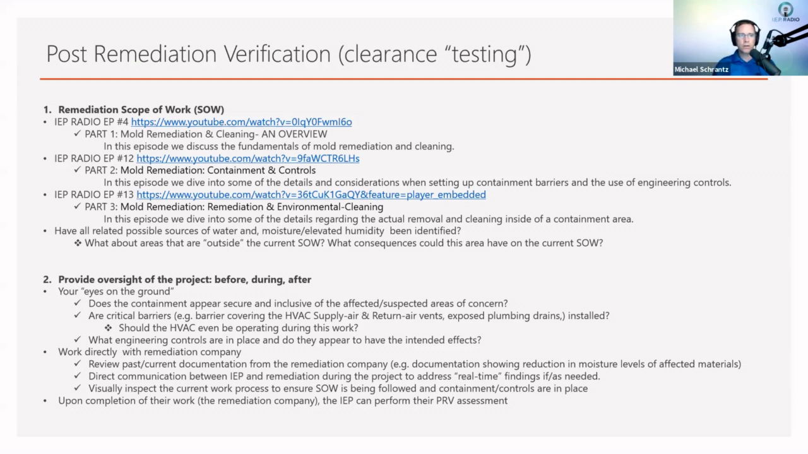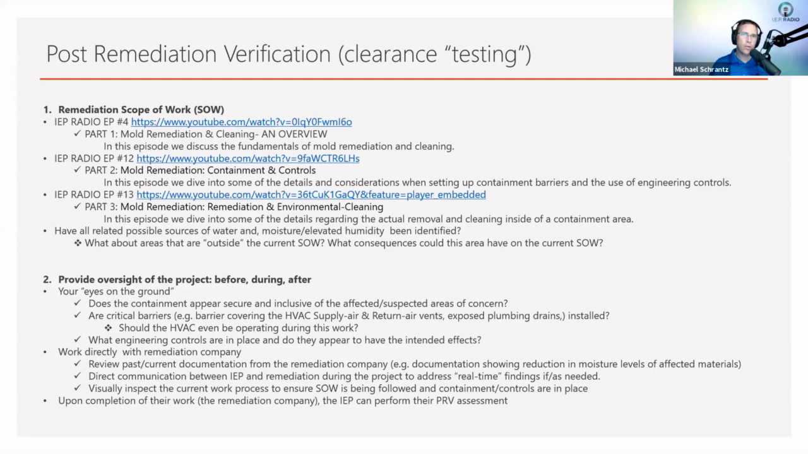You also want to work with the IEP to make sure that you've identified all possible sources of water, moisture, and elevated humidity in the home or the office, right? This building. You may be focused on an area of concern in the kitchen where there was a leak, but maybe you didn't realize that there was a bathroom shower issue that resulted in hidden growth in a wall nearby the kitchen.